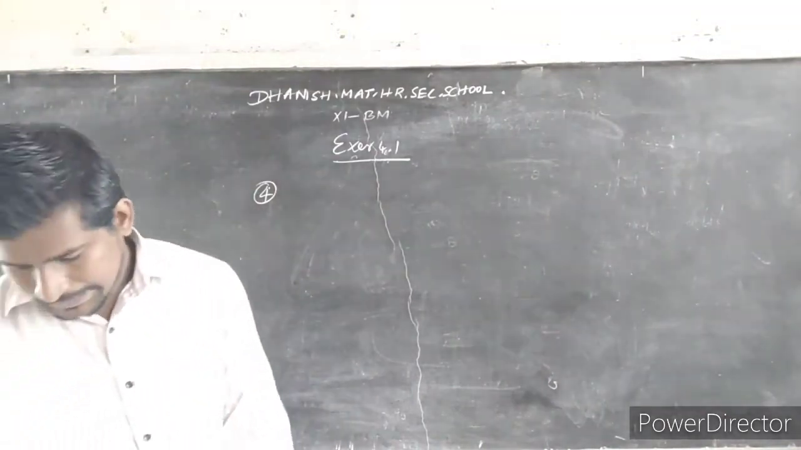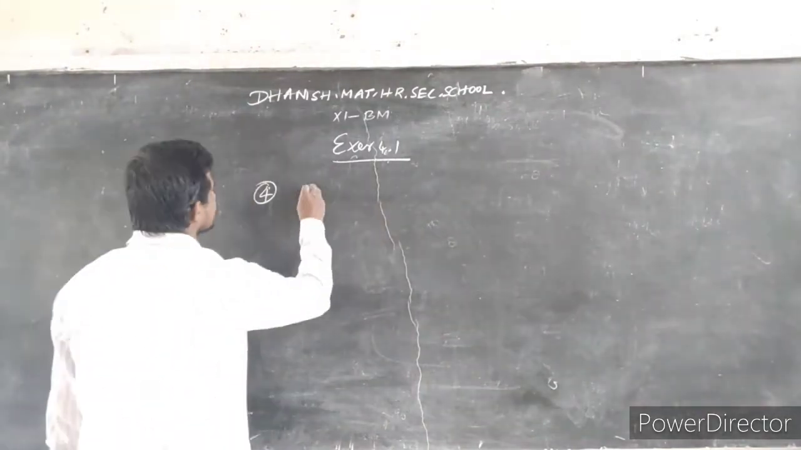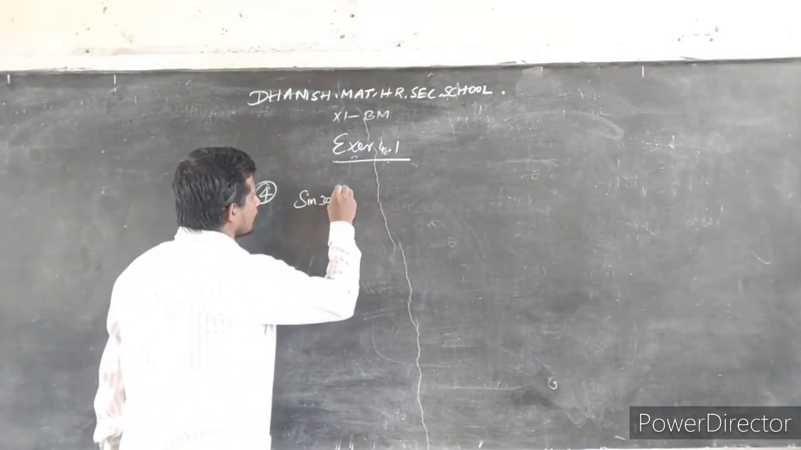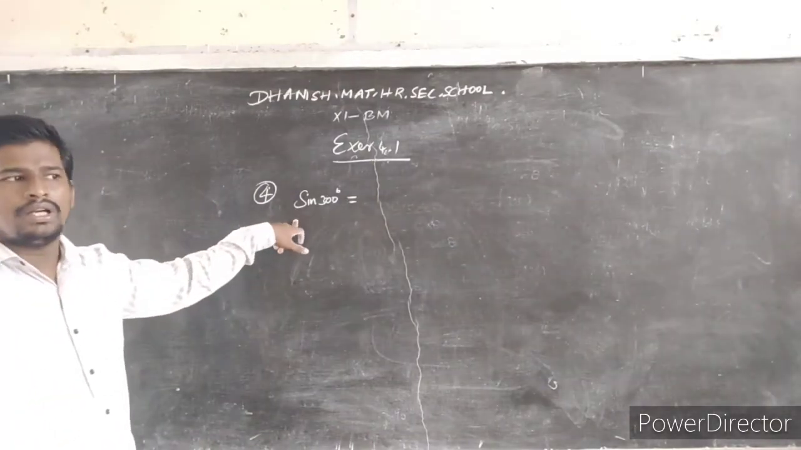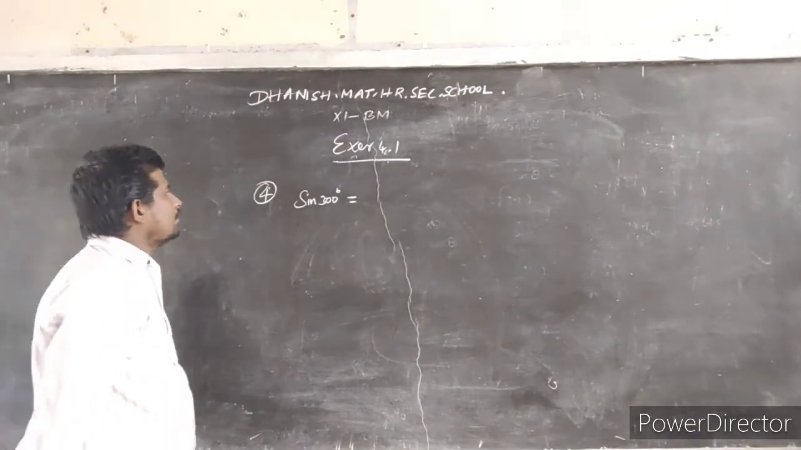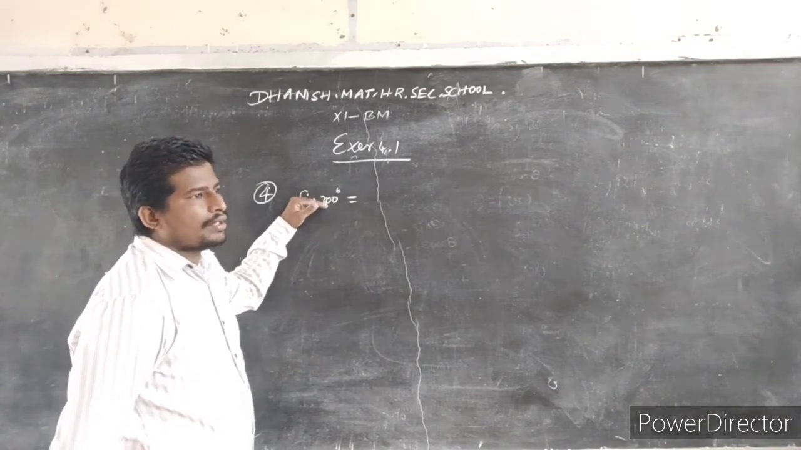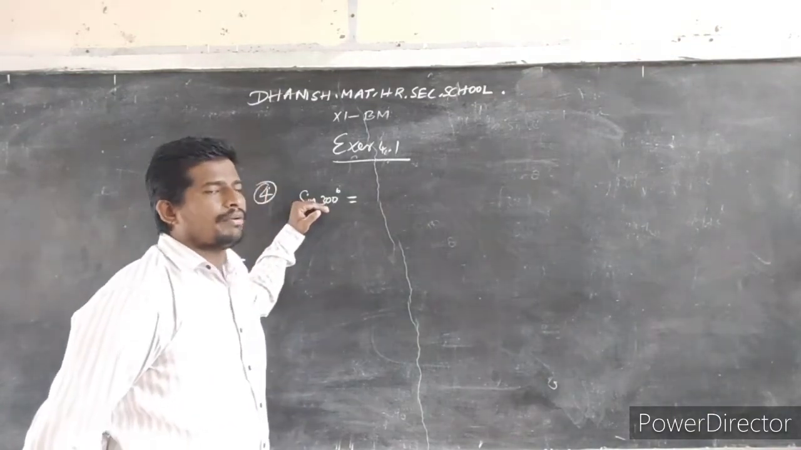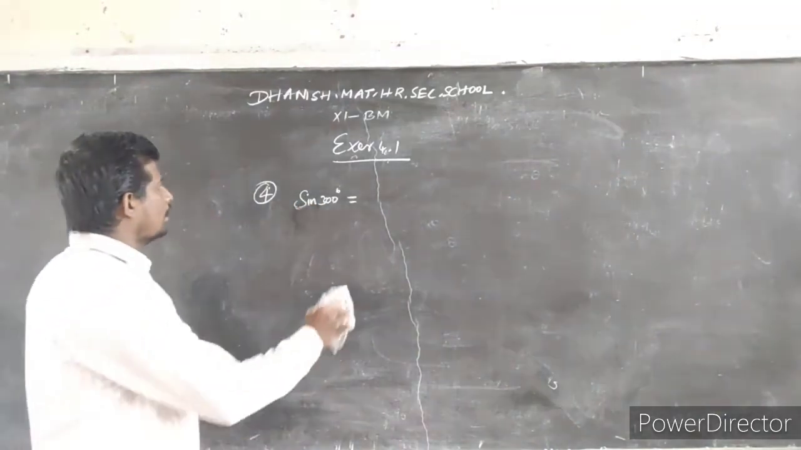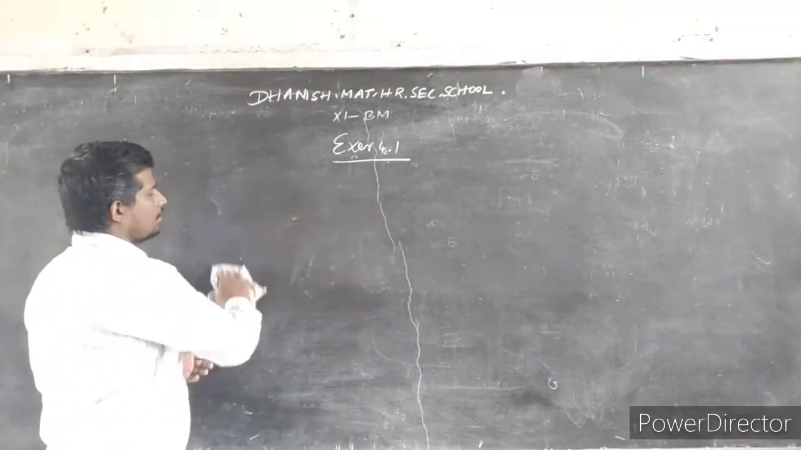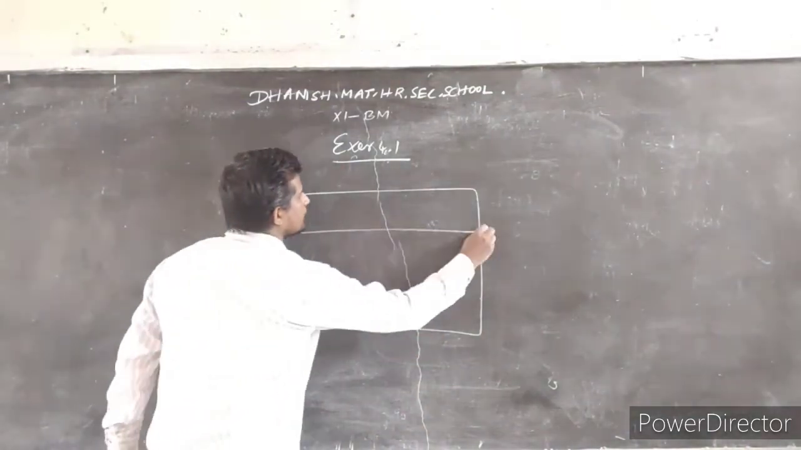First one, sin 300 degree. Now we are going to find the value of this sin 300 degree. For this, we can't write values from the table directly. There is no table now. We should know the trigonometric value tables.